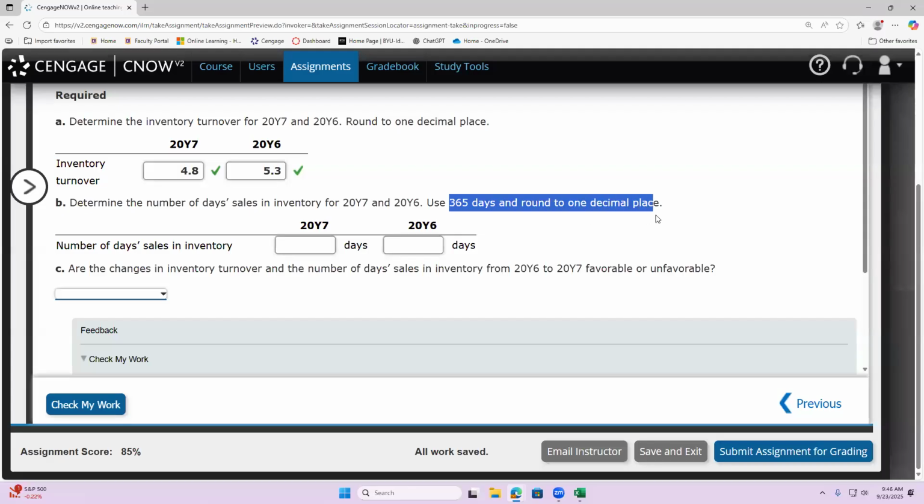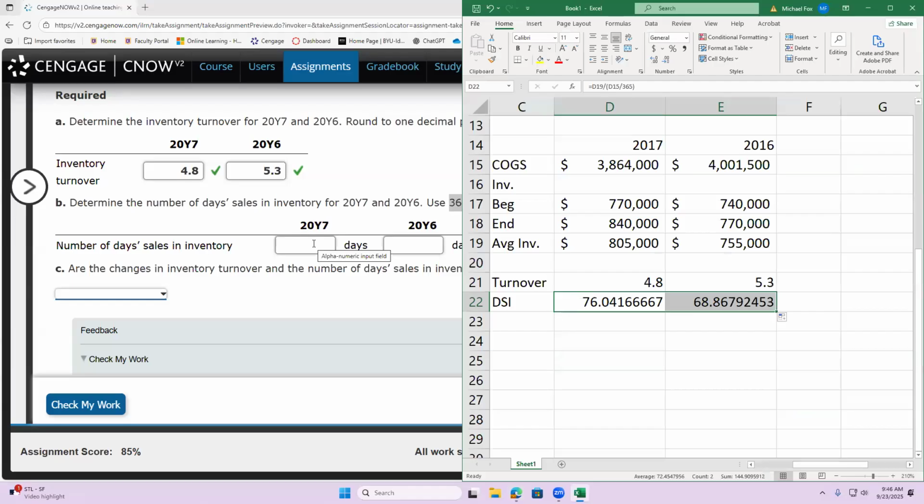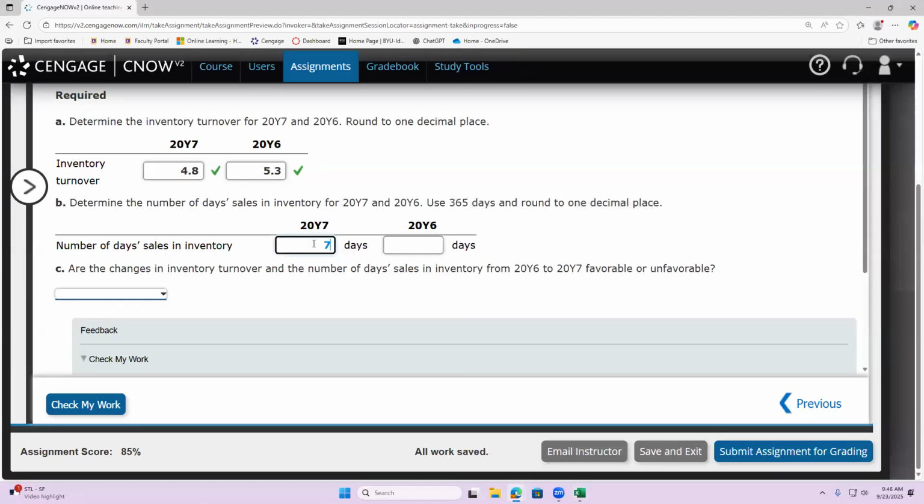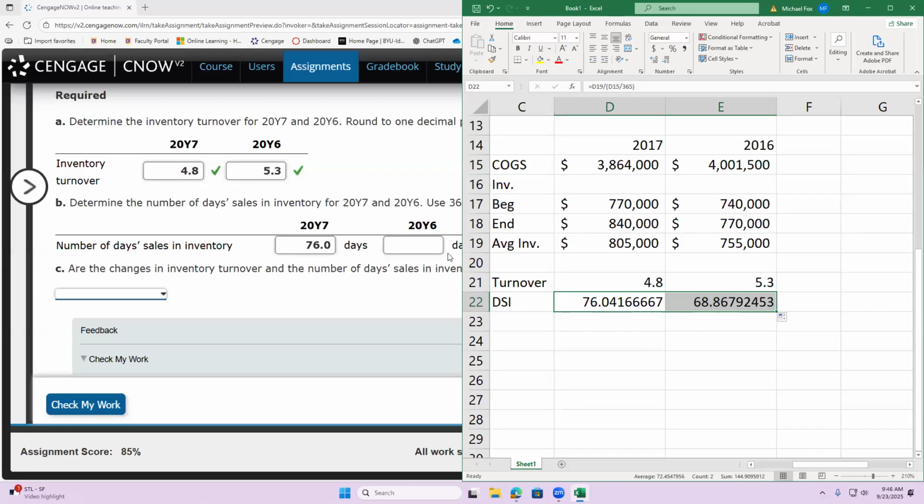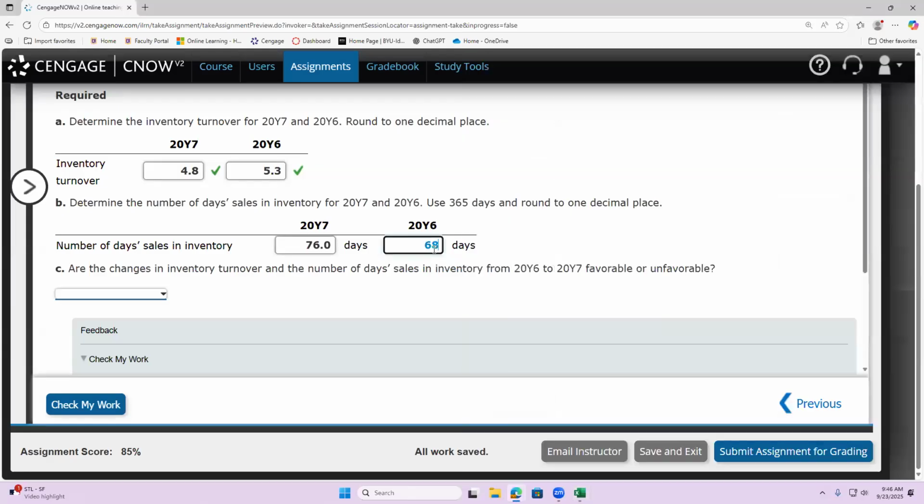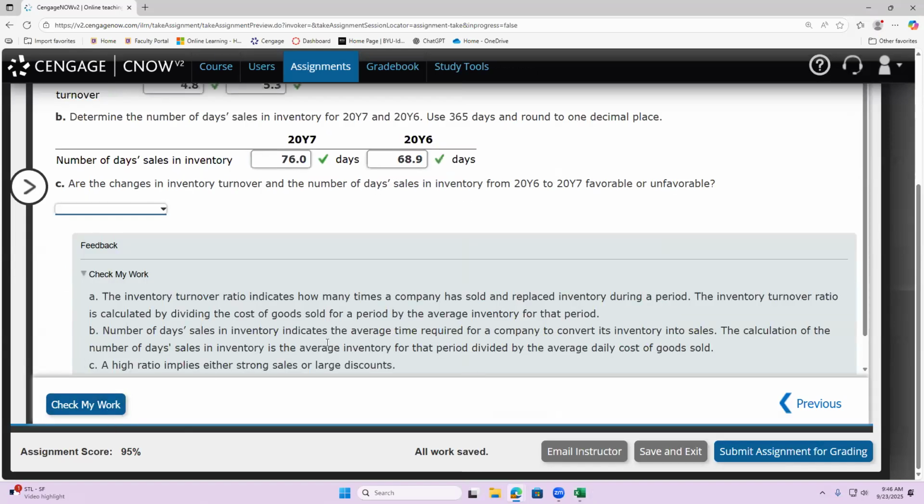Some older texts and some businesses still use what's called the 360 day convention. They assume 360 days in a year because it's way easier for the math to just assume a year is 12 30-day months. But because we have computers now that make that so easy, most use 365 and do it right. All right, so days sales in inventory 76.0 for 2017 and 68.9. Let's see if it likes our math.